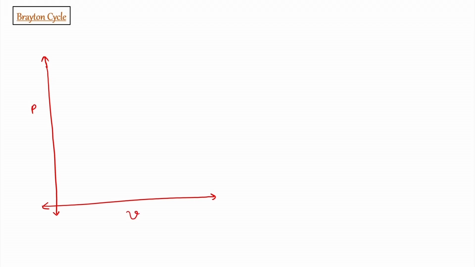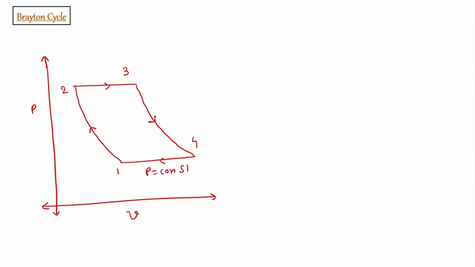Now the last cycle which is of our interest is Brayton cycle, and Brayton cycle is the cycle upon which we have our gas turbine power plant based. So PV diagram for gas turbine power cycle is like this. So we have 1 to 2 isentropic compression, then 2 to 3 constant pressure heat addition, 3 to 4 isentropic expansion, and 4 to 1 is constant pressure heat rejection.